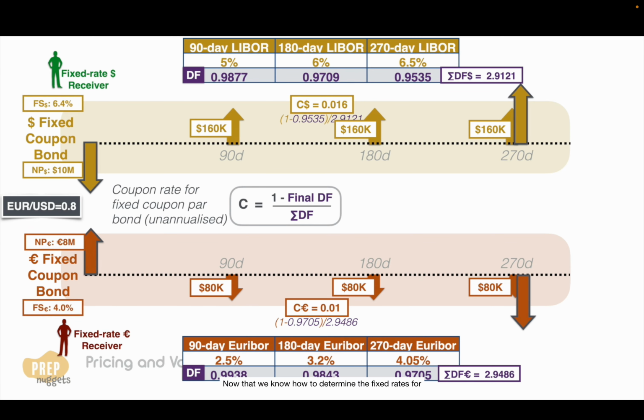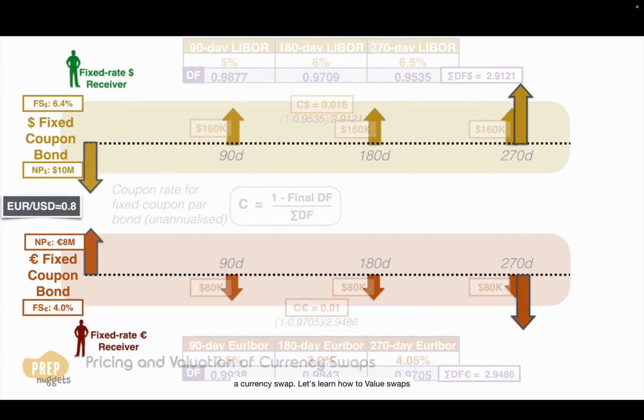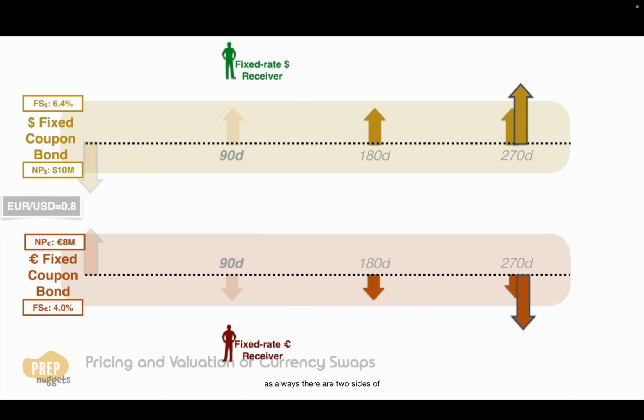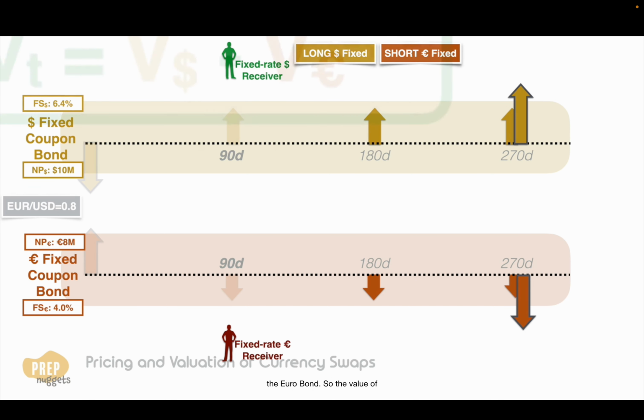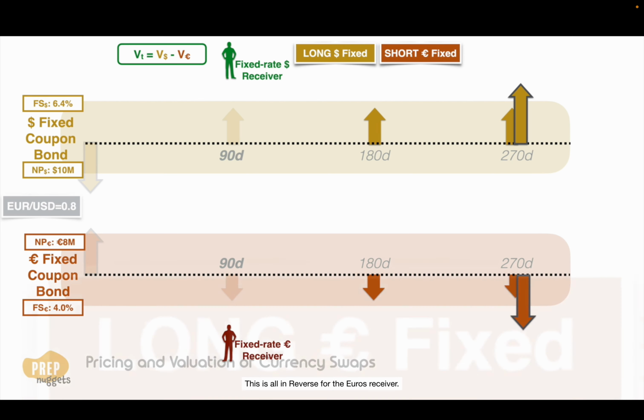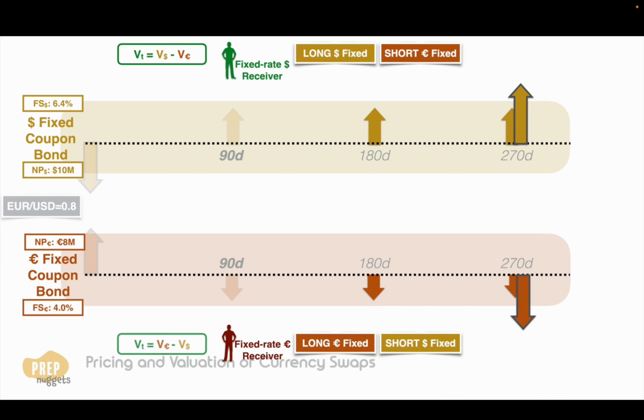Now that we know how to determine the fixed rates for a currency swap, let's learn how to value swaps. As always, there are two sides of the contract, so we need to be very sure which party we are referring to. The dollar receiver is long the dollar bond and short the euro bond. So the value of the swap is the value of the dollar bond minus the value of the euro bond. This is all in reverse for the euro's receiver.